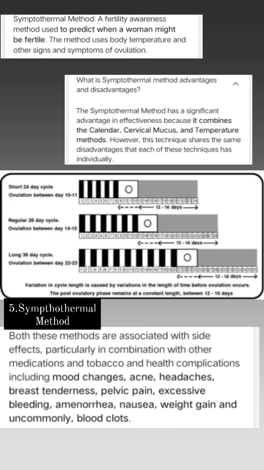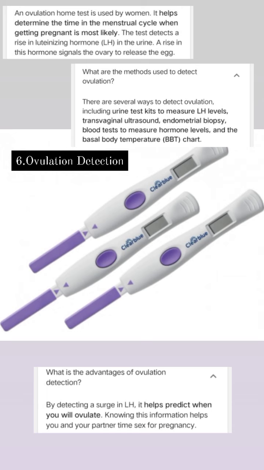The side effect of symptothermal method. Both these methods are associated with side effects, particularly in combination with other medication and tobacco, and health complications including mood changes, acne, headache, breast tenderness, pelvic pain, excessive bleeding, amenorrhea, nausea, and uncommonly blood clots. Number 6. Ovulation detection.